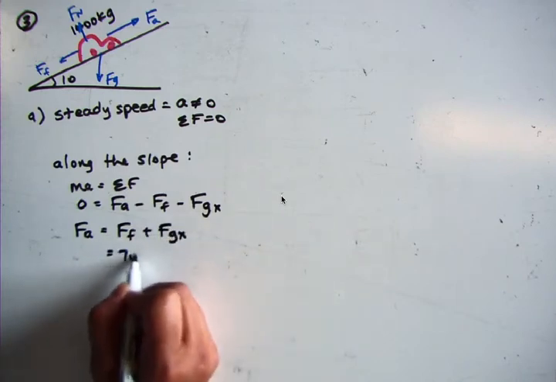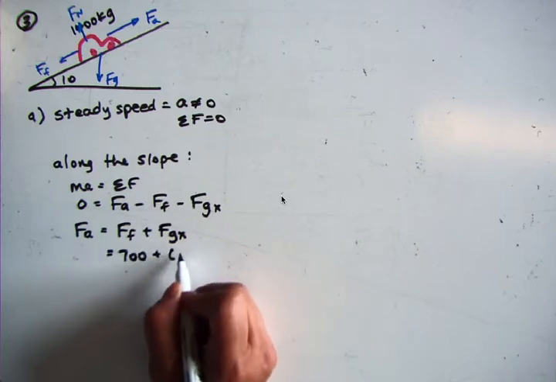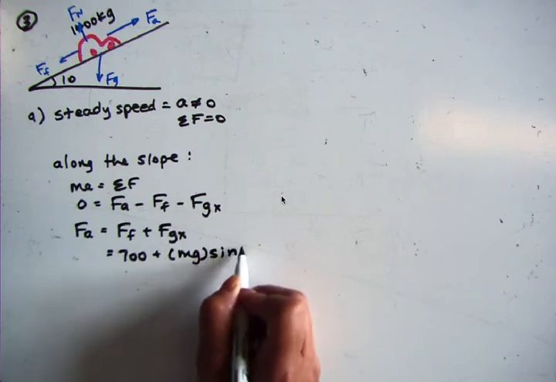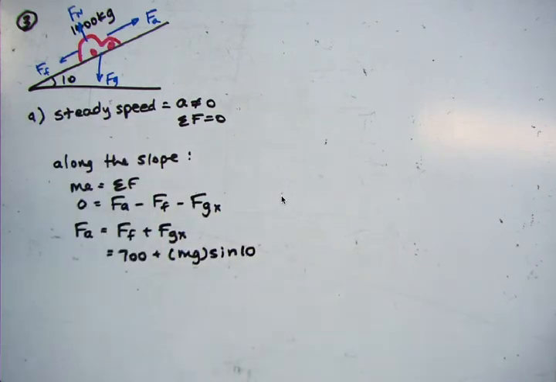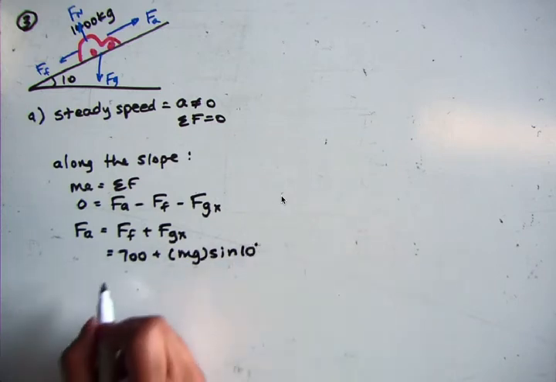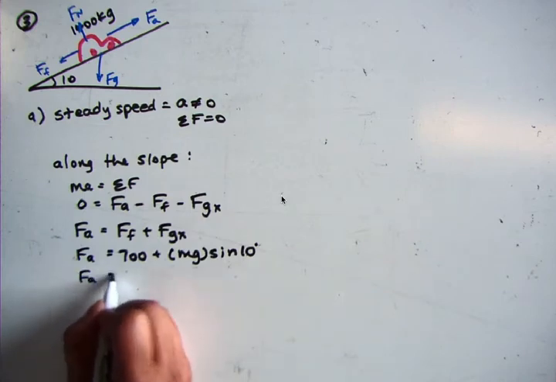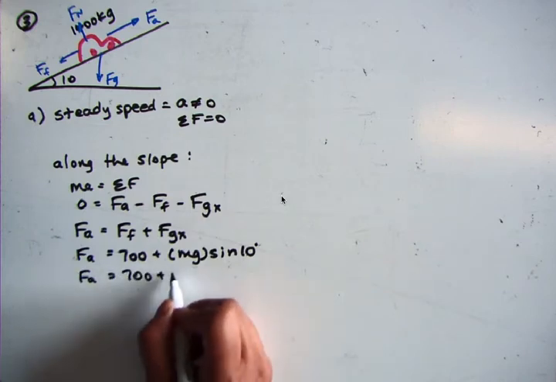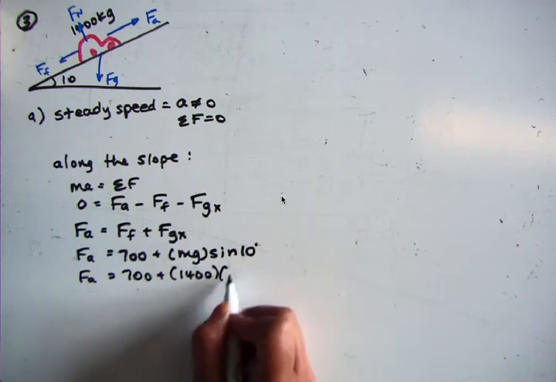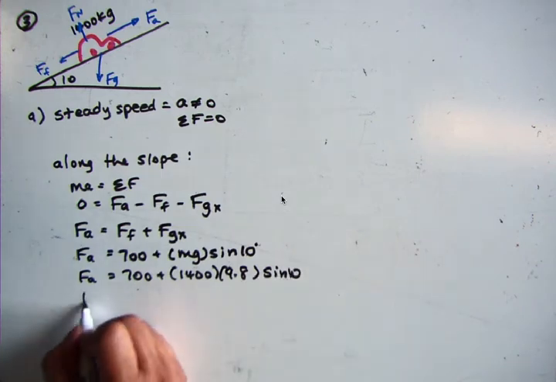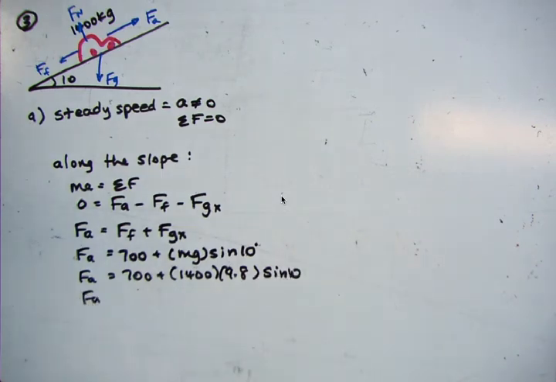So we have this as 700 plus, and then this would be mg, m times g times the sine of 10. And you can look at the triangle and remember stuff from last unit to figure that out. So FA equals that. Plugging all those numbers in, 700 plus 1400 times 9.8 times sine of 10. And what we get for our applied force is going to be 3100 newtons.